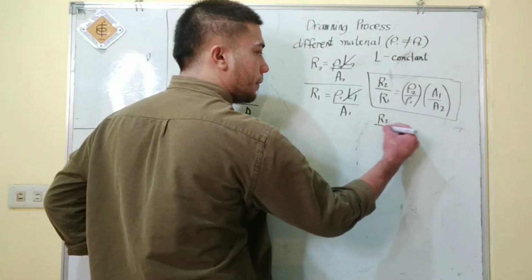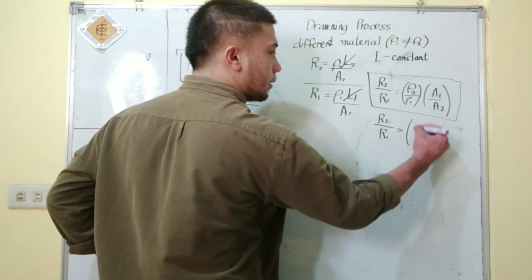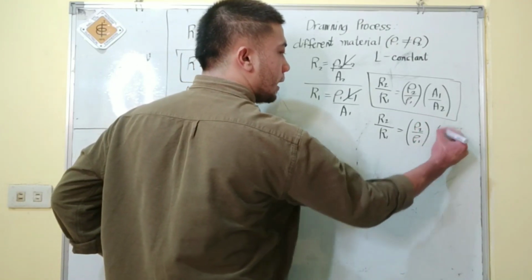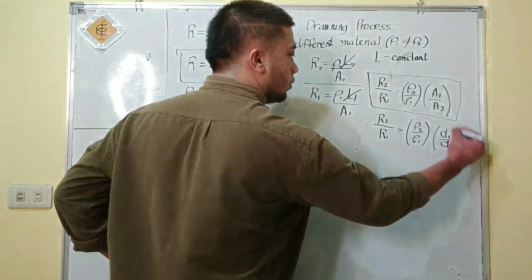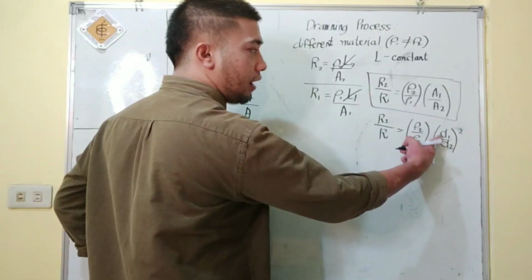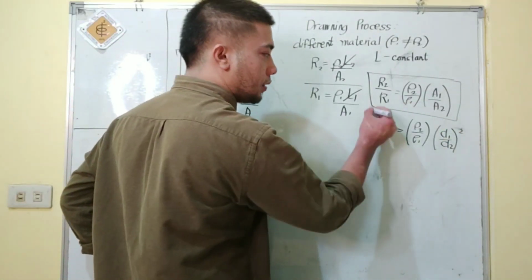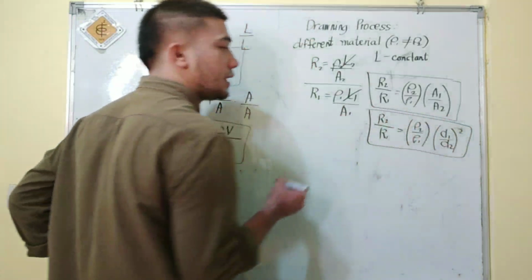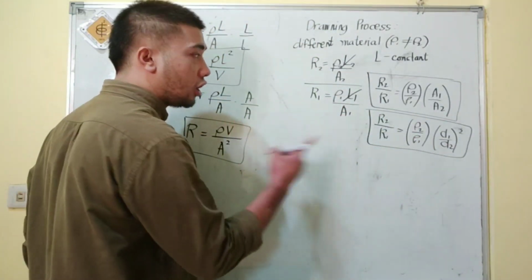In terms of diameter, R2 over R1 is equal to rho 2 over rho 1 times d1 over d2 squared. That came from the area formula pi over 4 d squared. So, this will be the formula for the resistance in the drawing process in terms of diameter.